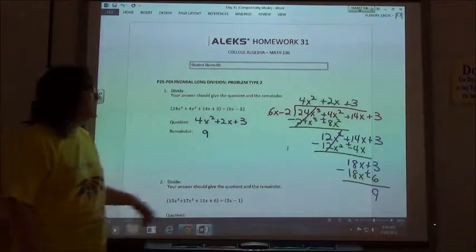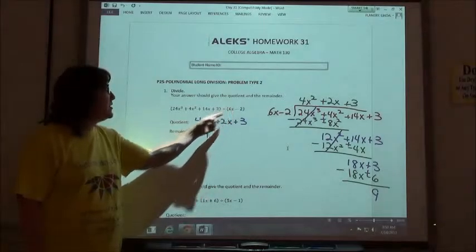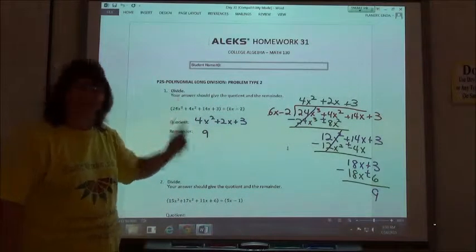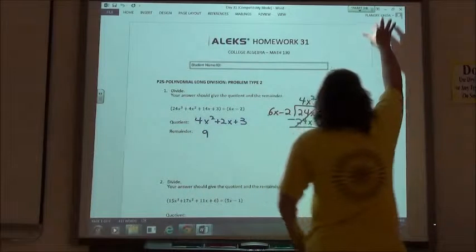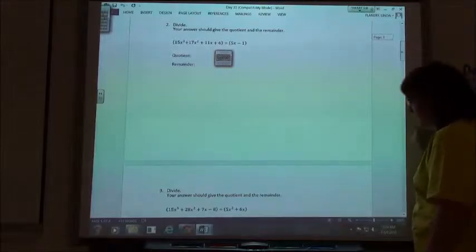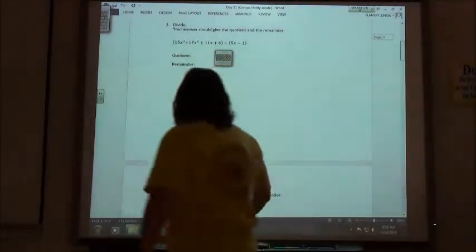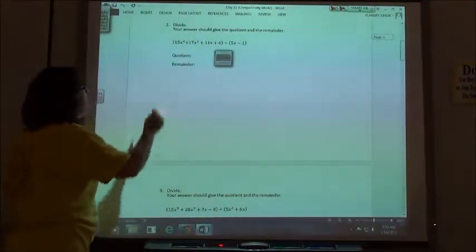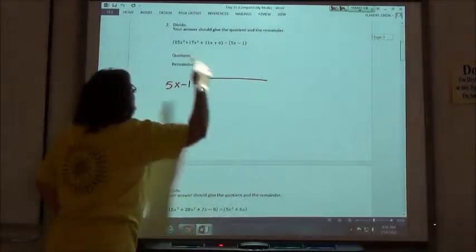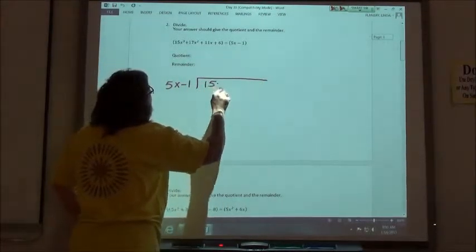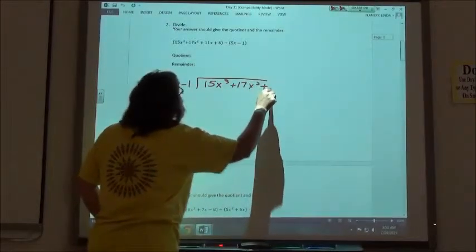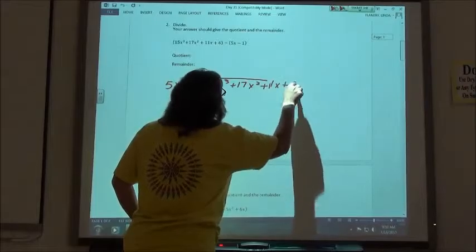And again, if you really wanted to, you could take your 6x minus 2 times your quotient and add your remainder, and it should work out to what you started with. Second one there says we're going to take 5x minus 1 into 15x to the third plus 17x squared plus 11x plus 6.